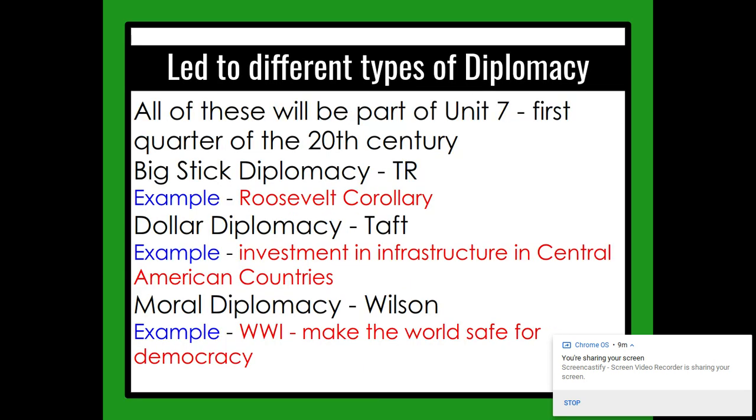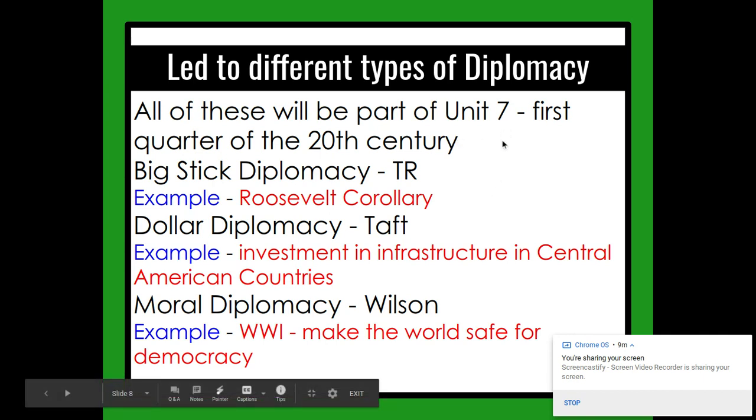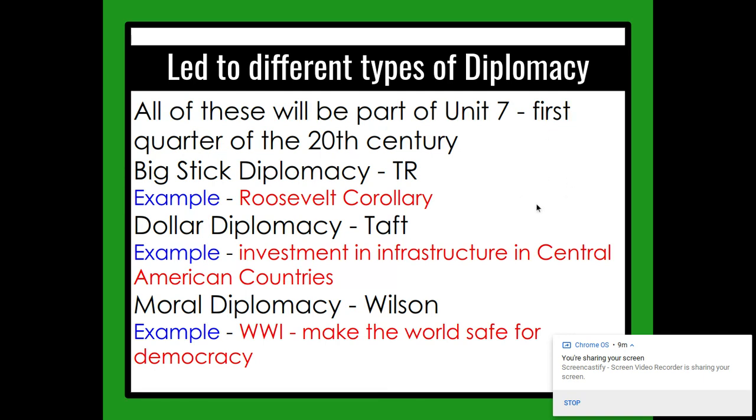All of this imperialism is going to lead to different types of diplomacy, which frankly really fit into Unit 7, but it's stemming out of this imperialism from Unit 6. The 3 major types of diplomacy are big stick diplomacy of Teddy Roosevelt. The best example of that would be the Roosevelt Corollary, where he says that we will militarily get involved if countries in Central America aren't doing what we want them to do. Another example of that might be building the Panama Canal, which I think also gets into dollar diplomacy.